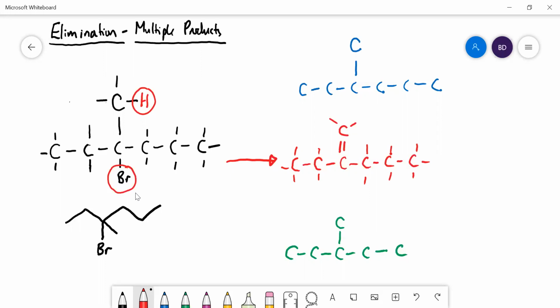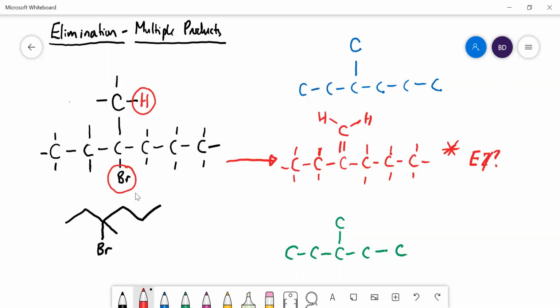Now, can this one exist as EZ isomers? Two geometric isomers? Well, it can't, because if you look here, we've got 2 hydrogens stuck on there, on that side of the double bond, so if you swap them around, it doesn't make any difference. So no, that can't exist as EZ isomers.